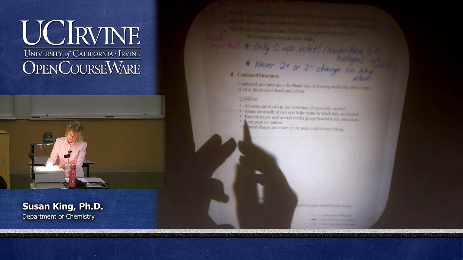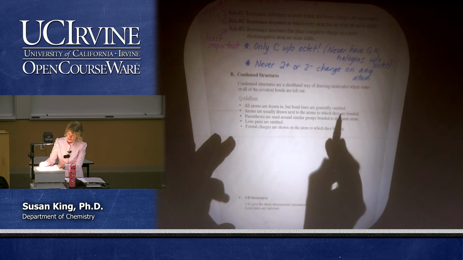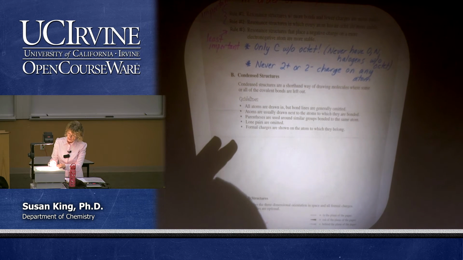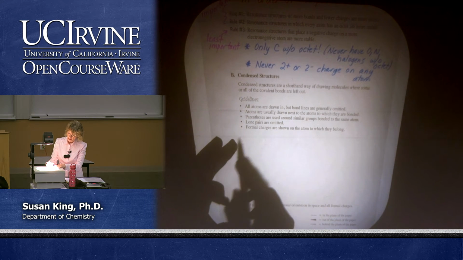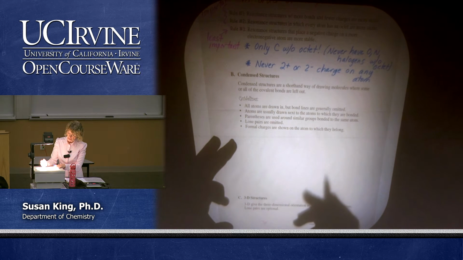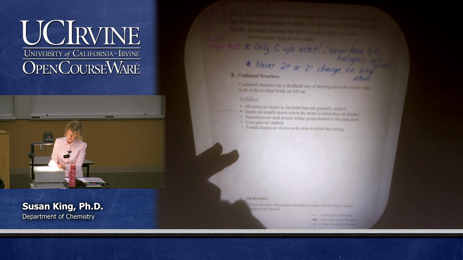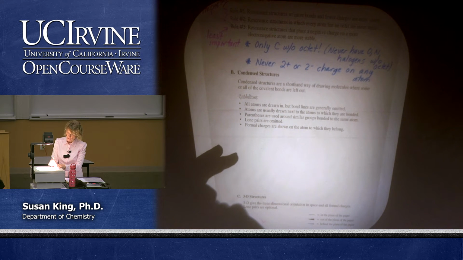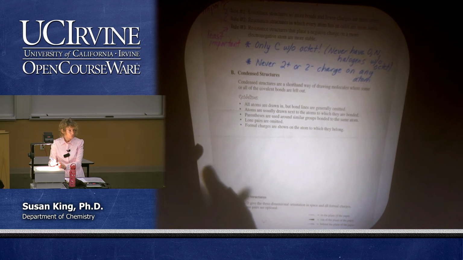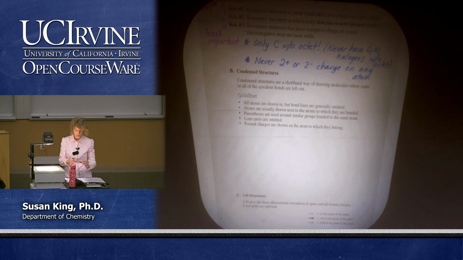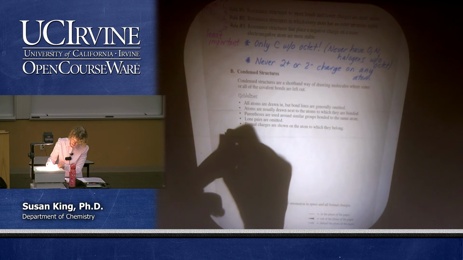So here's some guidelines. All atoms are drawn in, but bond lines are generally omitted. Atoms are usually drawn next to the atoms to which they are bonded. Parentheses are often used around similar groups bonded to the same atom. Lone pairs are omitted, and formal charges are shown on the atom to which they belong. And so it takes a little getting used to be able to look at a condensed structure and be able to draw a Lewis structure. We also do other things to save us time in drawing that are coming up. But let me give you an example here.